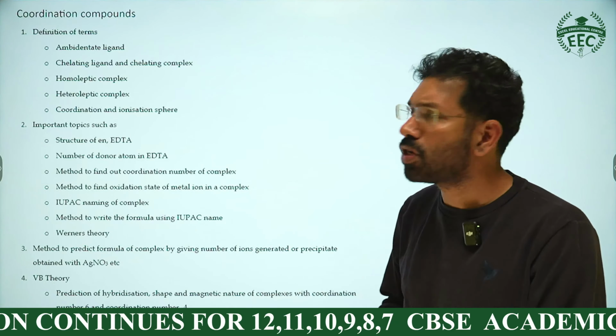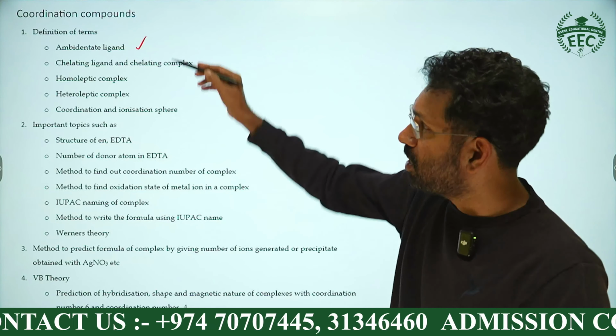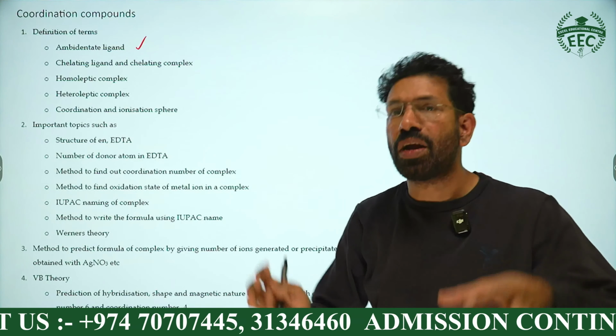Some terms related to coordination compounds they will ask. They will ask ambidentate ligand. What is the definition of ambidentate ligand? You have to go and study. There are so many ambidentate ligands, CN minus, NC minus, SCN minus, NCS minus. So many ambidentate ligands we studied. So NO2 minus, ONO minus, study that definition. You have to write properly.